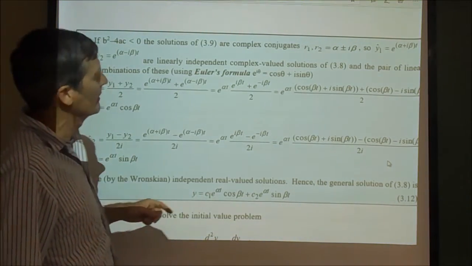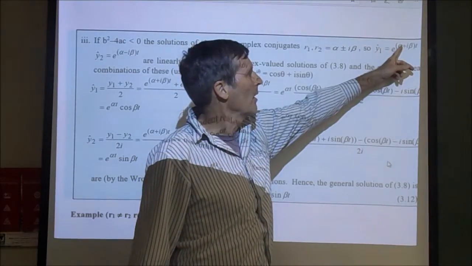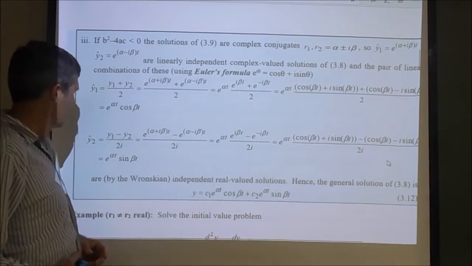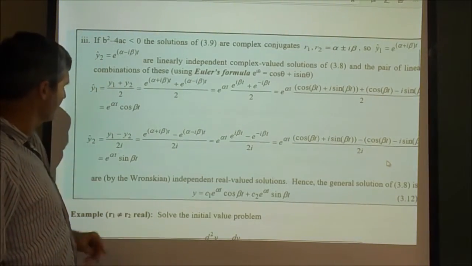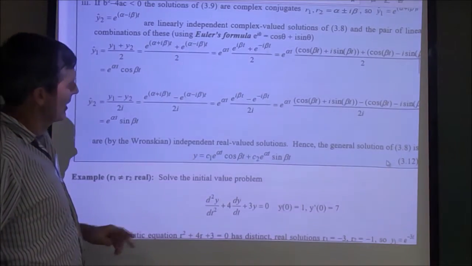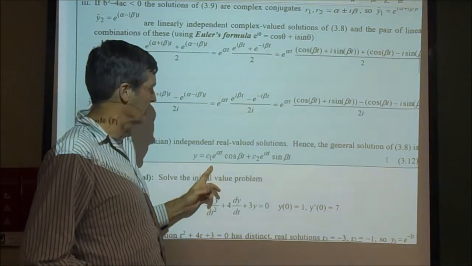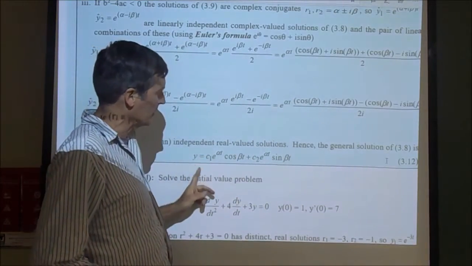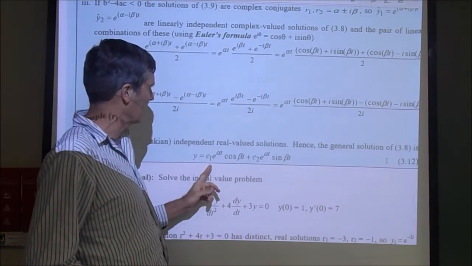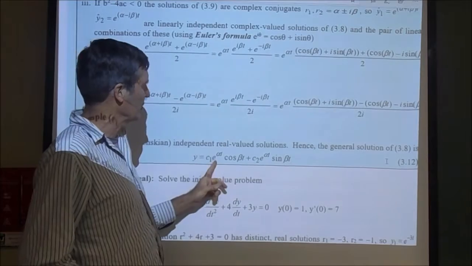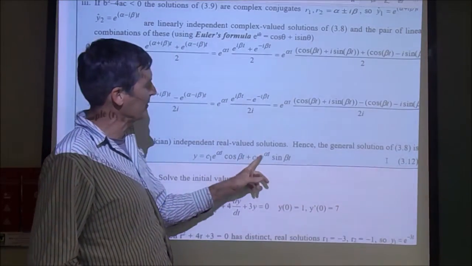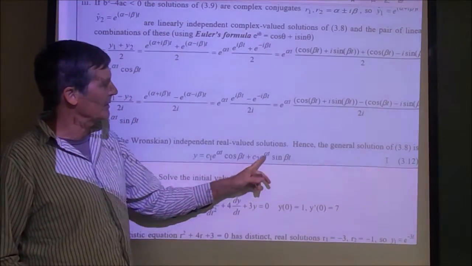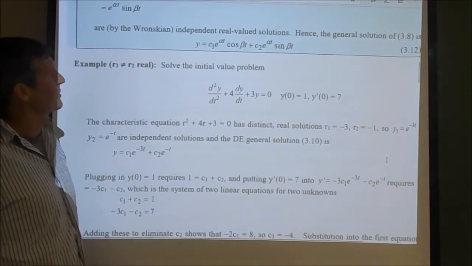They are solutions because we got them from e to the rt being a solution, and then we took linear combinations of solutions to get solutions. So the bottom line is that if you get complex conjugate solutions, b squared minus 4ac less than 0 for the characteristic equation, then this will be the general solution of the differential equation: C1 times one solution that we derived with difficulty plus C2 times the other solution we derived with difficulty. C1 e to the alpha t cosine beta t plus C2 e to the alpha t sine beta t is now the general solution of the problem.